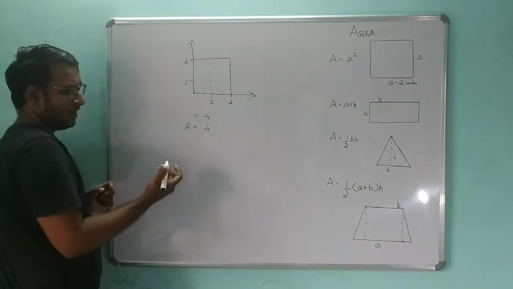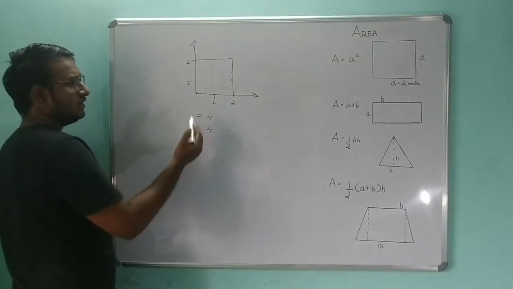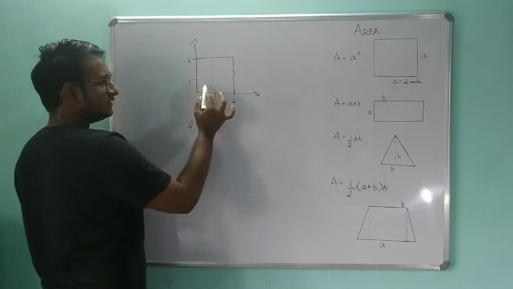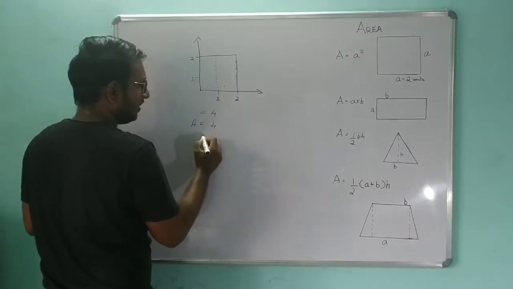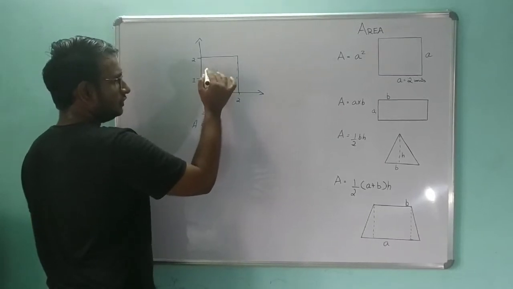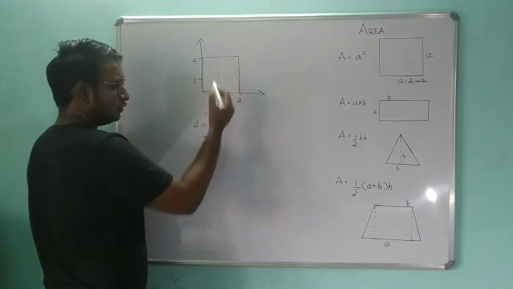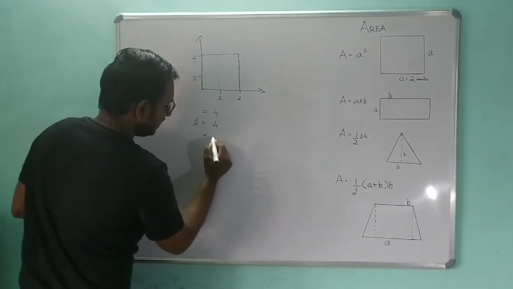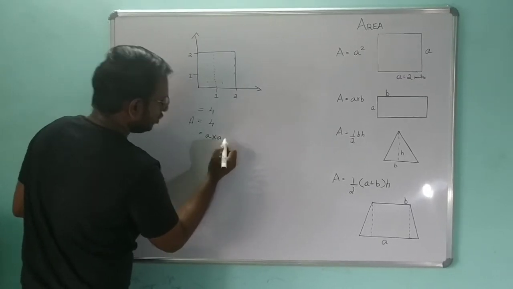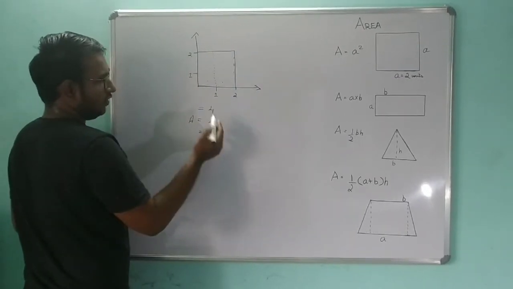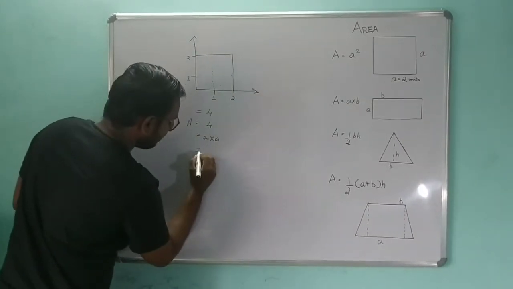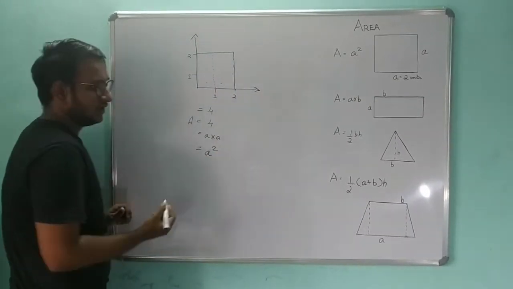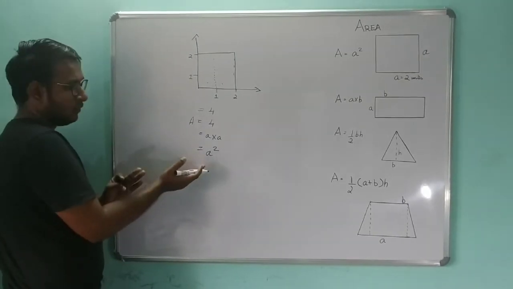We derive this simply by adding the units inside this square. We can also say it is the number of rows into the number of columns. There are 2 rows and 2 columns, which means A into A, because both the rows and the columns are the same unit, that is 2. That's why we have A square. This is how we evolve the formula A square.